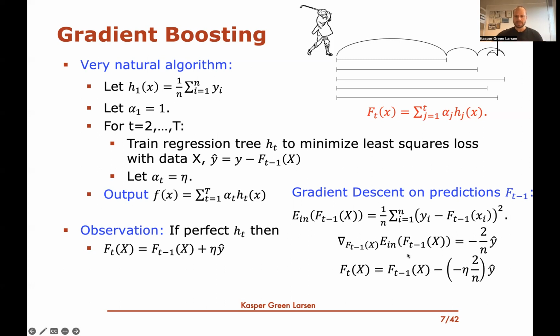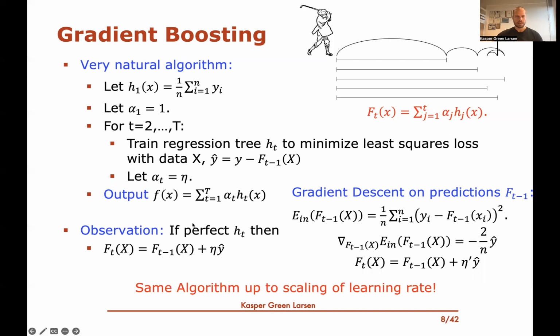Because in gradient descent, what you would do is update your predictions to be the previous predictions minus a small step in the direction of the gradient, right? So you have a minus here, and then you have your step size eta, and then you have your gradient up here. So this would be the update that you would be making. As you can see here, the minuses cancel out. You have an eta times 2 over n, and you have your y hat. So this is exactly the same form as what we have over here, except that it's just a different learning rate. The scaling here is a little bit different, so it's some other step size.